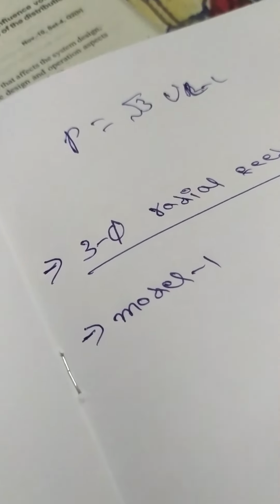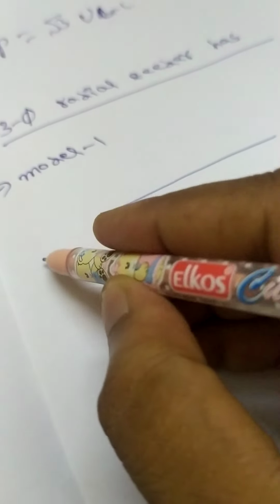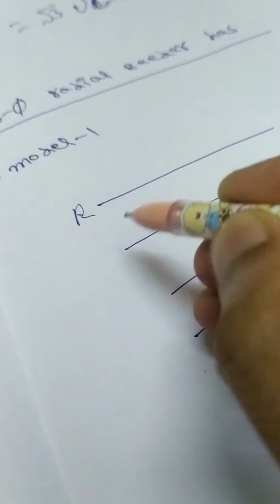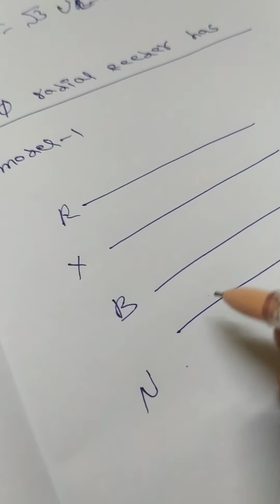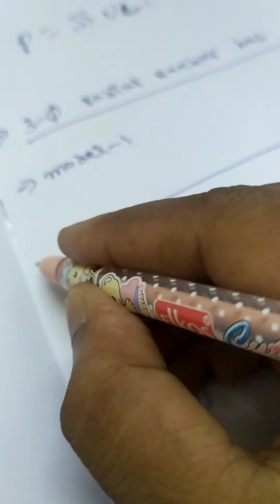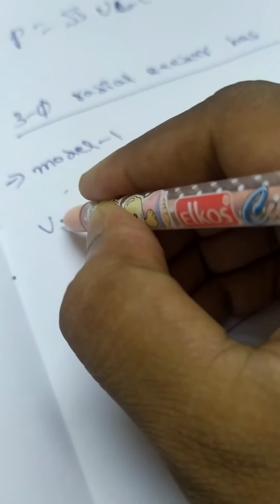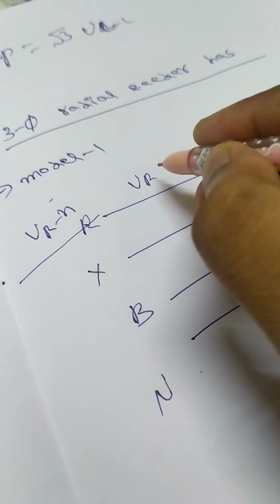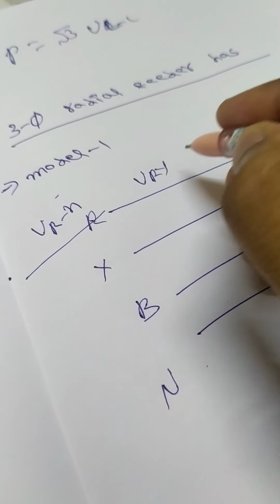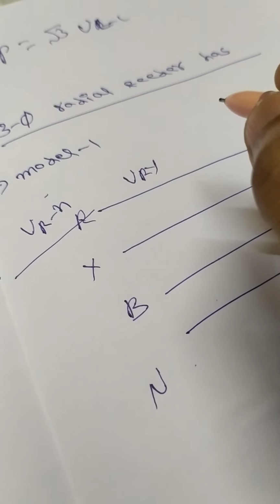What is line to line voltage? Consider the R, Y, B and neutral supply. This is the R supply, this is Y, this is B, this is neutral. So voltage VRN is the phase voltage, and VRY is the line to line voltage.